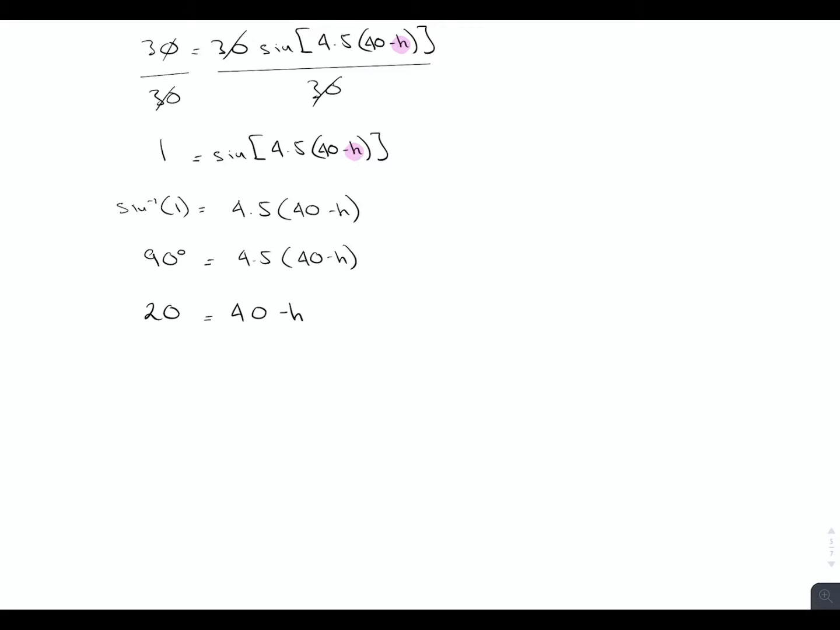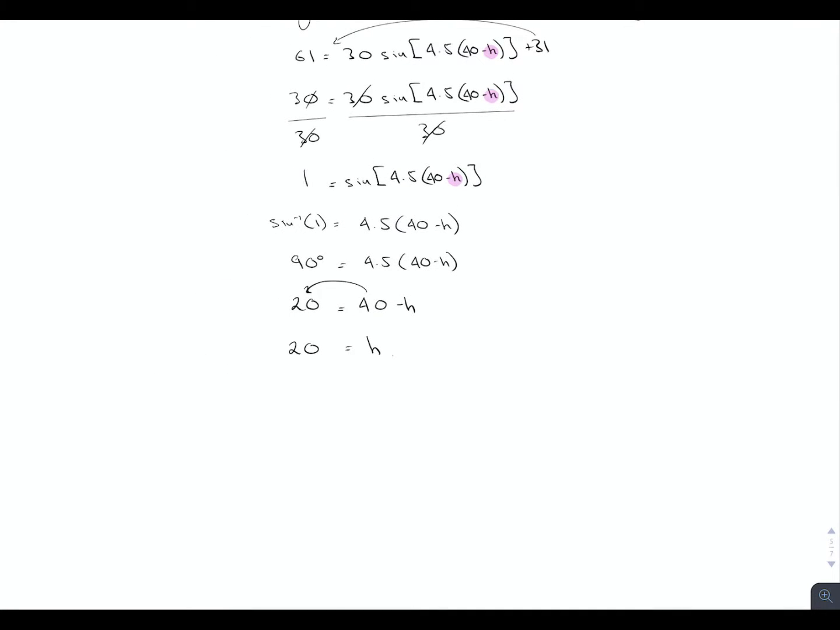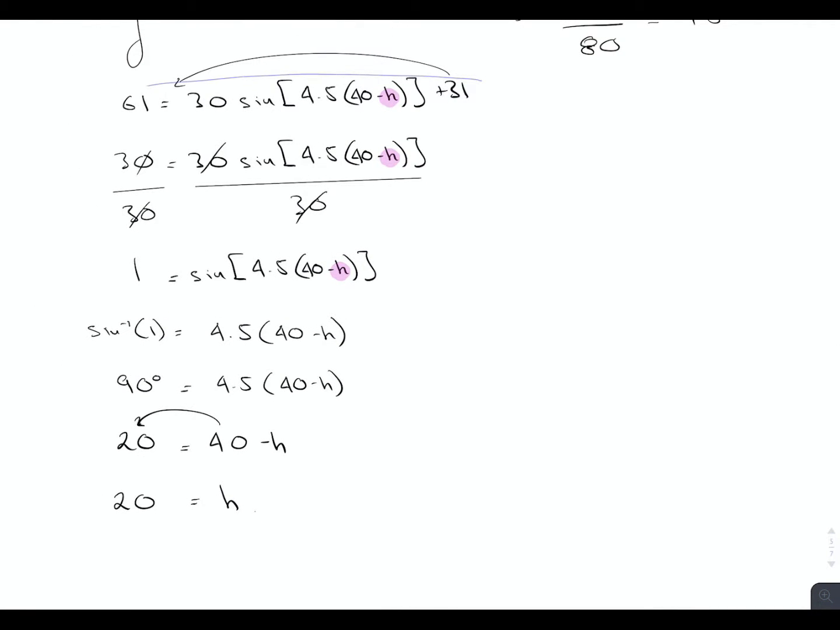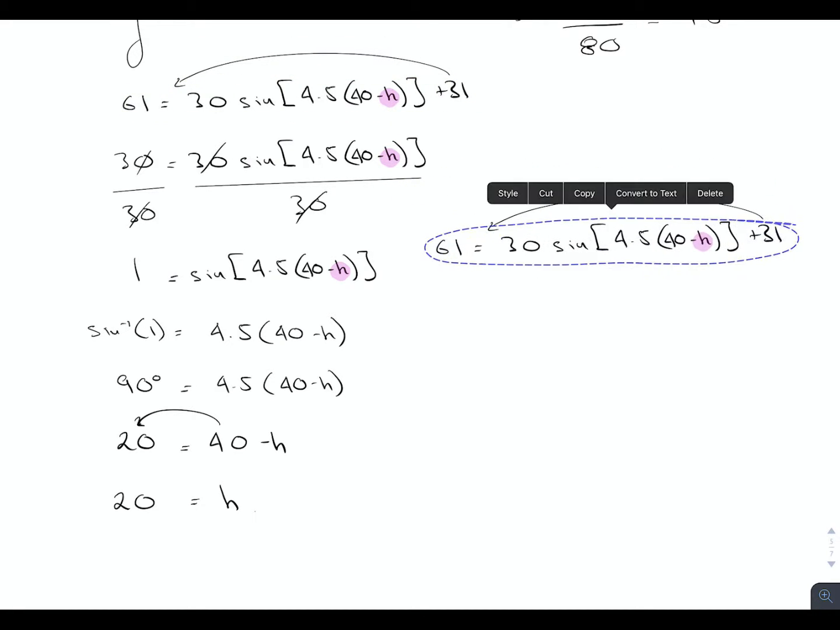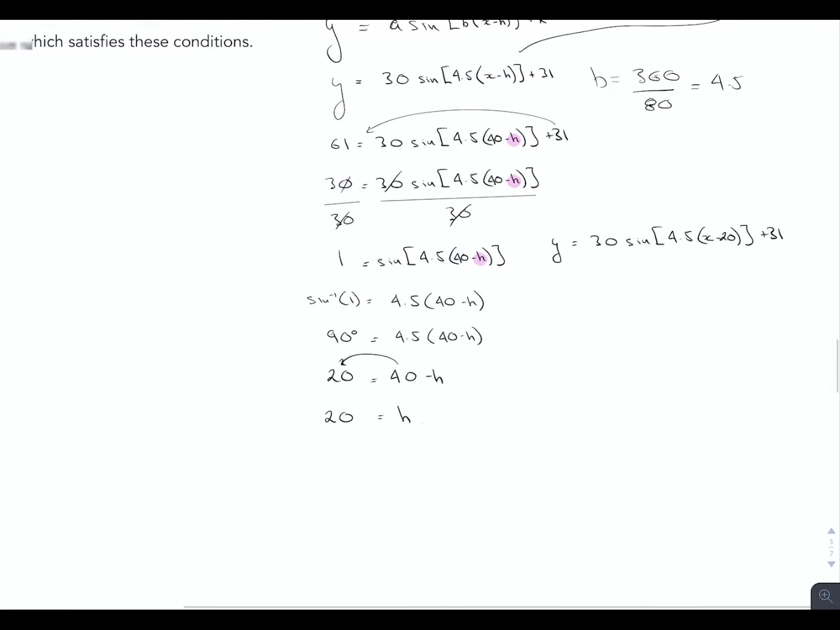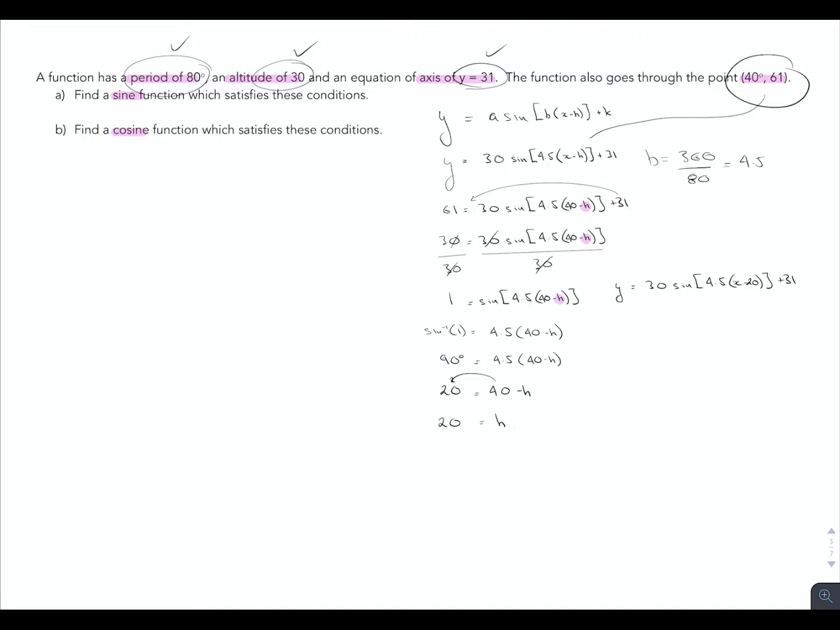And that's 40 minus h. And finally, if I bring the 40 over, multiply by -1, I get my h value to be 20. So what's my equation? Well, it's everything I had at the beginning. So I'm just going to copy this, except that my h value over here is going to be 20. So there's your sine function that satisfies all these conditions here.